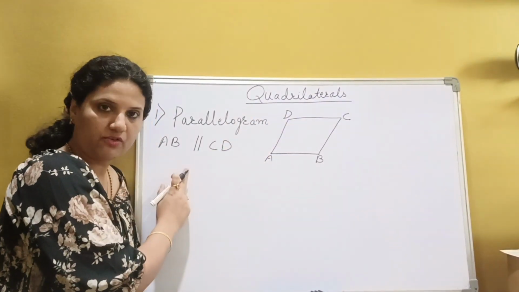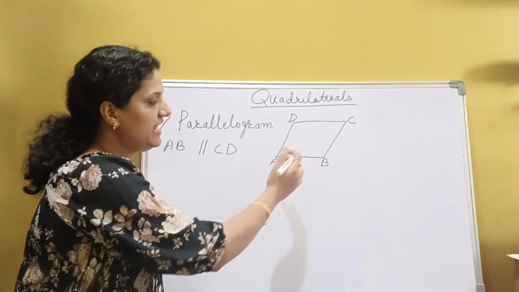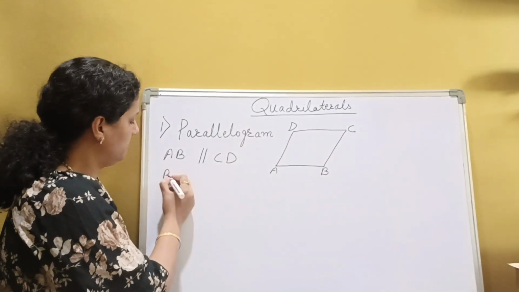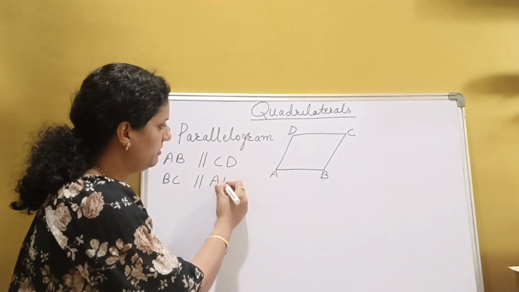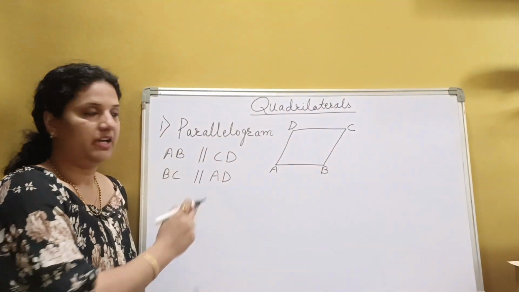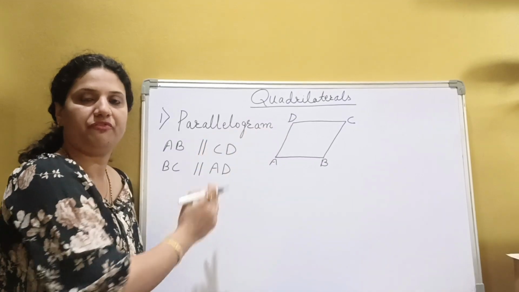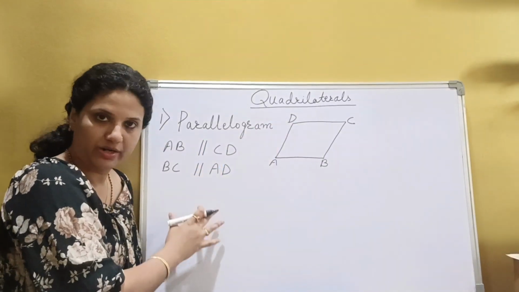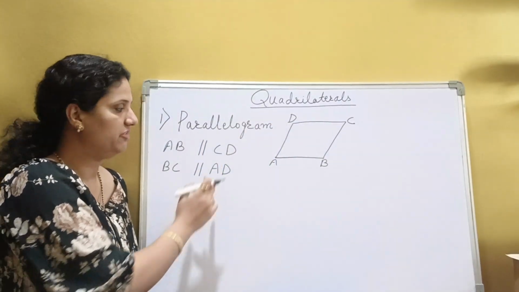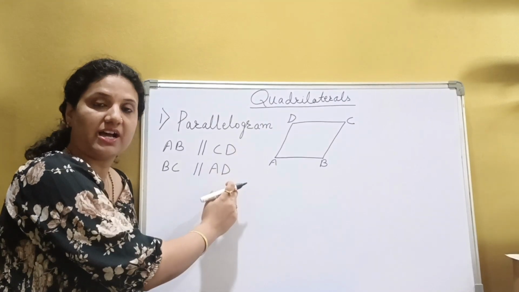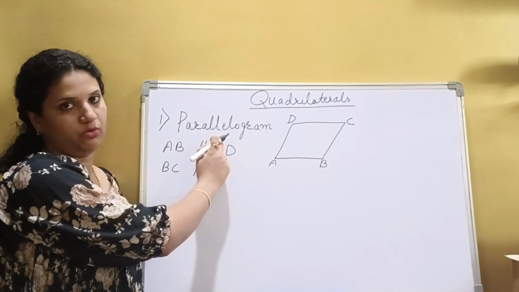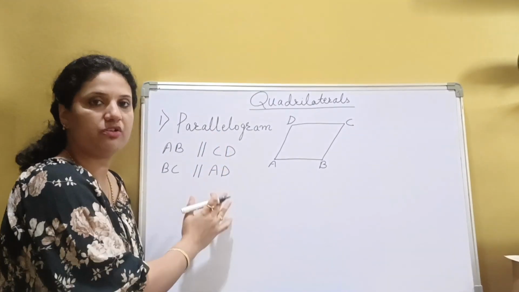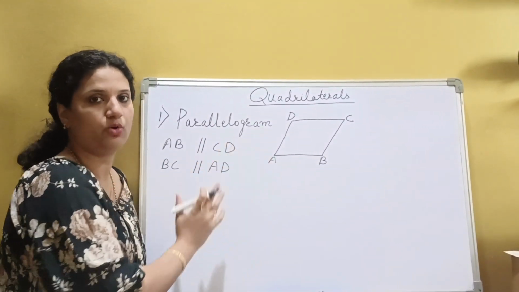This is the one pair of sides, and second is BC and AD. So BC should be parallel to AD. If both pairs of opposite sides of a quadrilateral are parallel to each other, then this figure we call a parallelogram. Got it? This is the first type of quadrilateral, that is parallelogram.